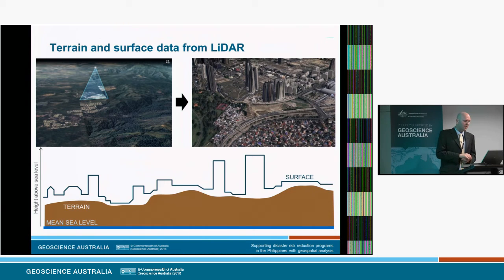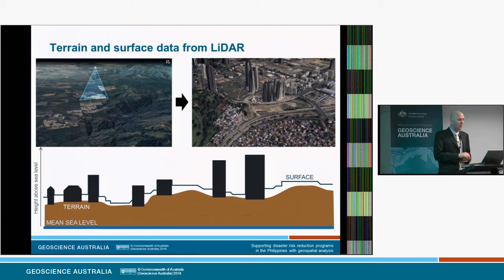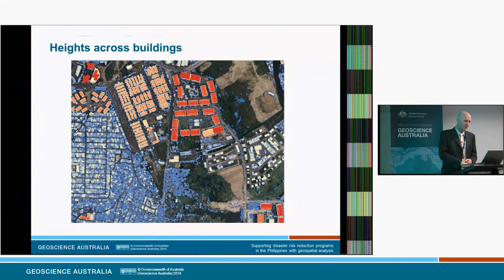So the building tops were an obvious feature in the surface model, but how can we isolate the buildings in the surface model? We can do that, and this is a part of the Greater Metro Manila area where the subtraction of the surface and the terrain data has been done. And so we can see the heights across the different buildings there.